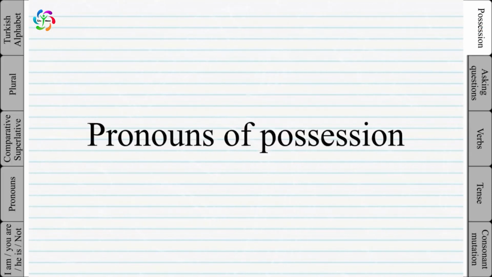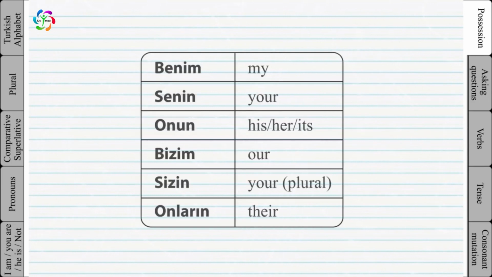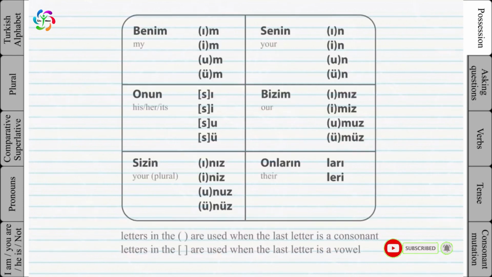Pronouns of possession. The pronouns of possession are also similar to subject pronouns. When we use them, we should also add the correct endings. Look at this table to see the pronouns of possession and the possible endings. The letters in the parentheses are used when the last letter is a consonant, and the letters in the square brackets are used when the last letter is a vowel.